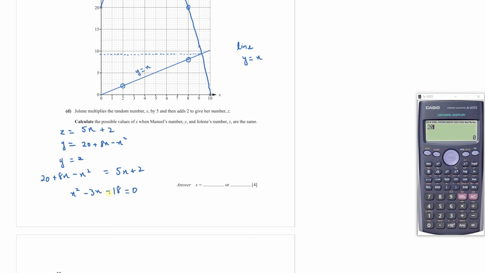So now I can use factorization to find the values of x for this quadratic equation. So the factors of, since this is a negative sign, minus 18 multiplied by the coefficient of x squared is plus 1.